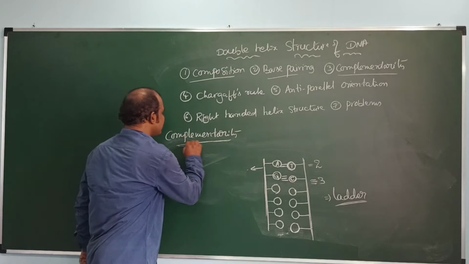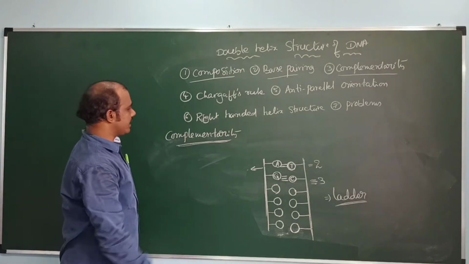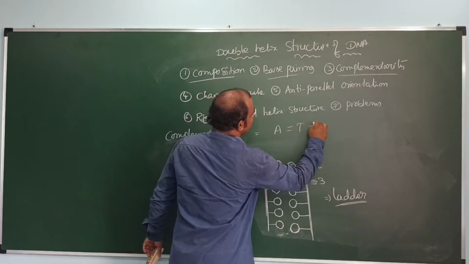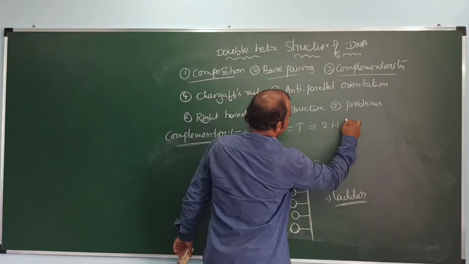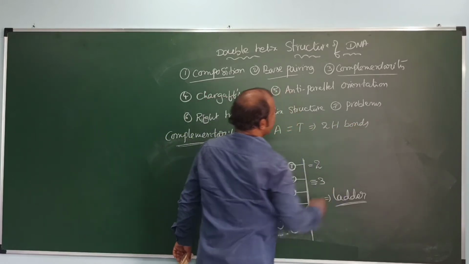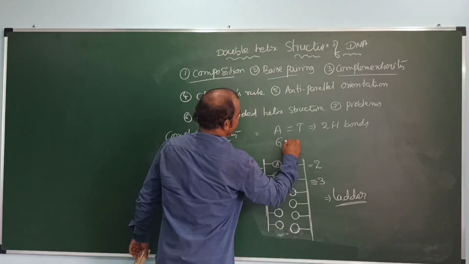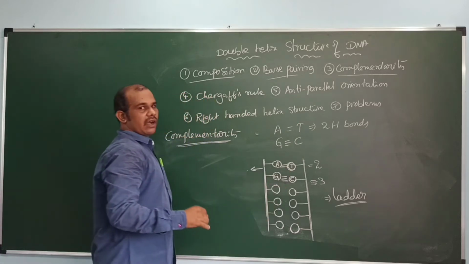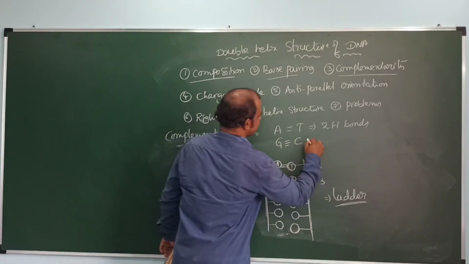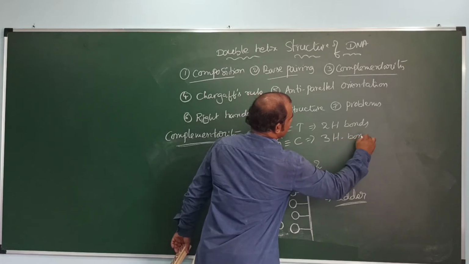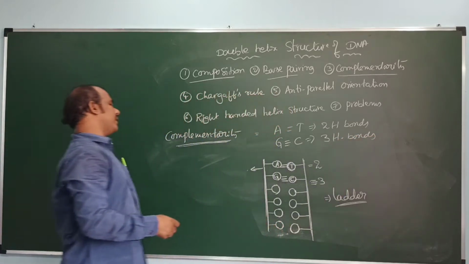So this is called complementarity. Adenine must pair with thymine only through two hydrogen bonds. Similarly, the guanine of one polynucleotide chain must pair with cytosine of the opposite polynucleotide chain through three hydrogen bonds. This is called complementarity.